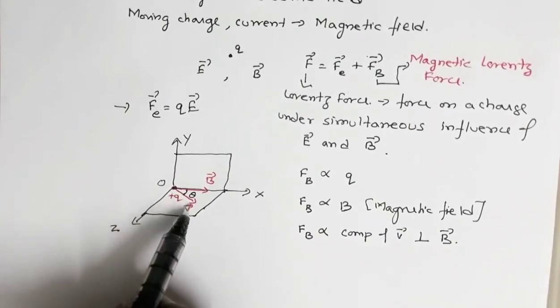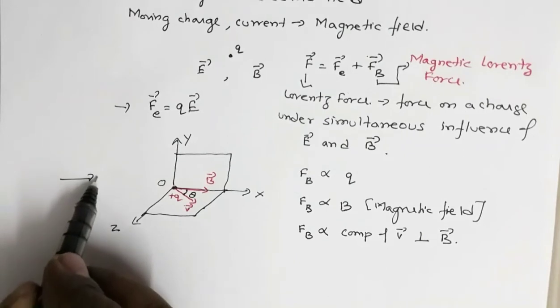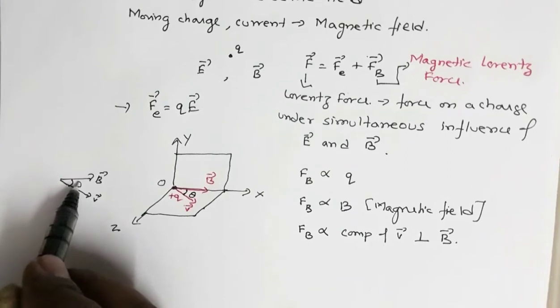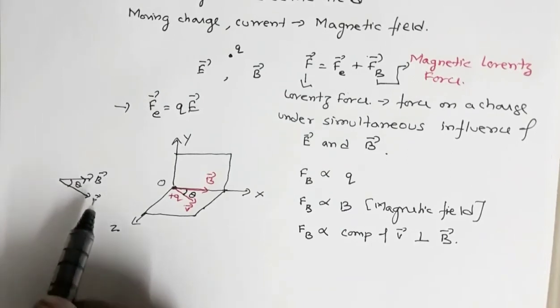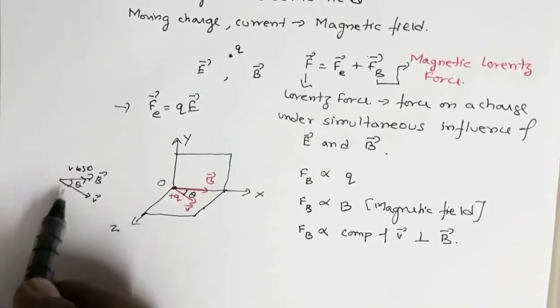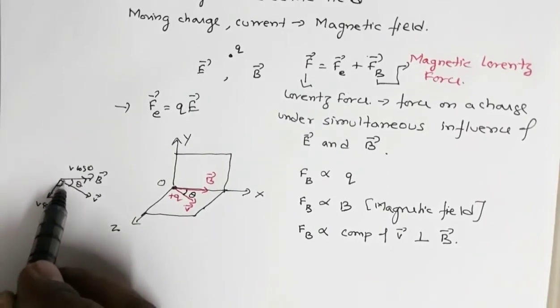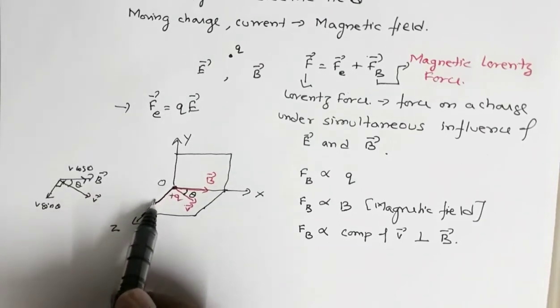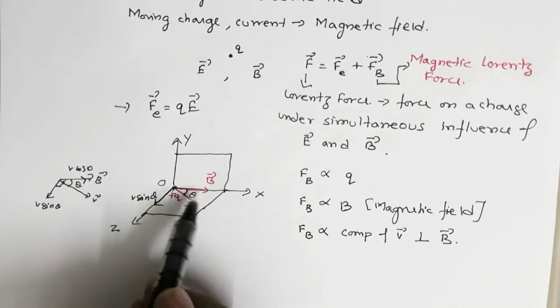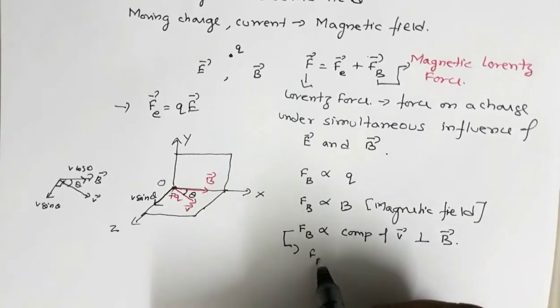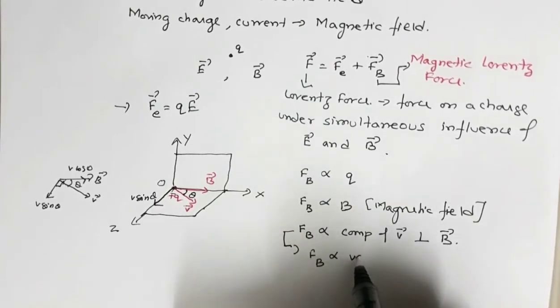Okay, now if this is V, this is B, and this is theta, the component of V parallel to magnetic field will be V cos theta, and this will be V sin theta. This component is perpendicular to the direction of magnetic field. So V sin theta is perpendicular to direction of magnetic field. So I can write this as force proportional to V sin theta.